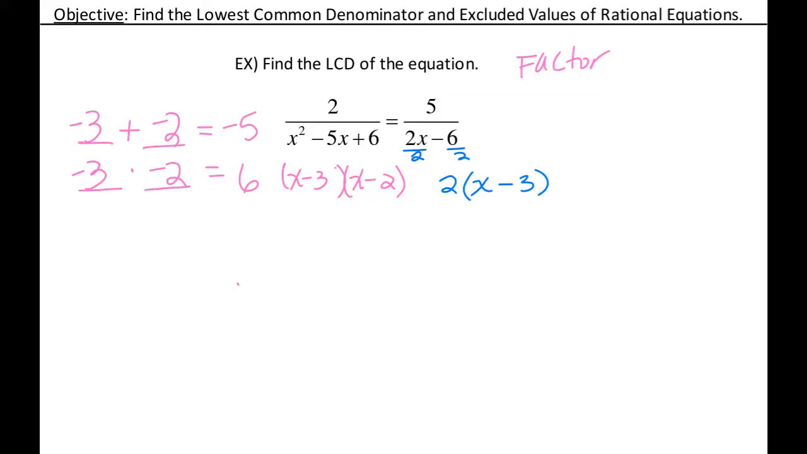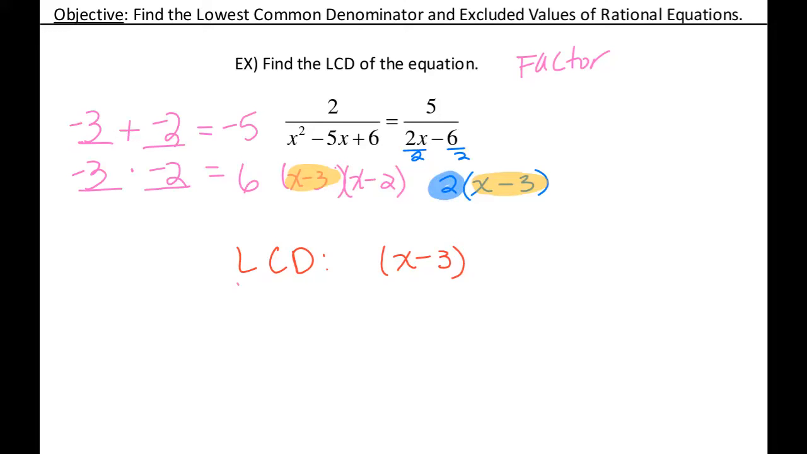All right, then for the LCD, I'm checking for what they have in common. So if I look at the pink one and the blue one, do they have something in common? X minus 3, good. X minus 3 is in common, so I'm only going to write it one time, x minus 3, and then anything left over kind of just gets attached to it, okay?